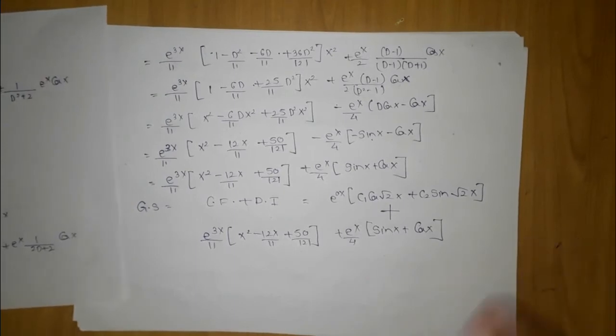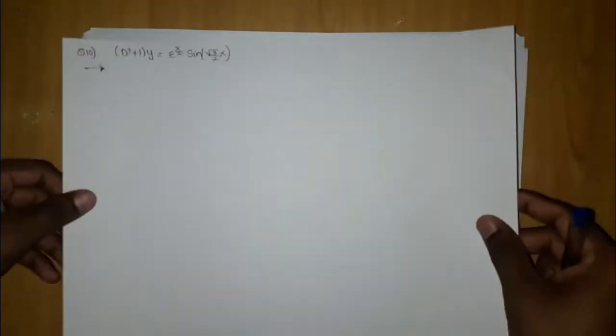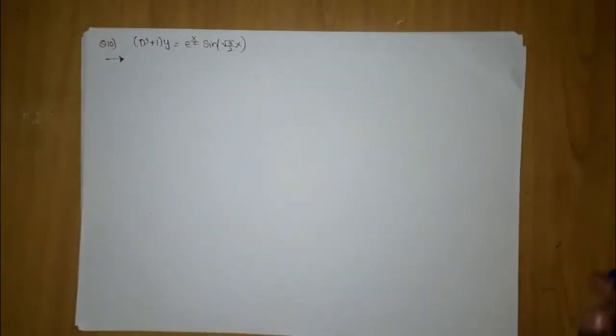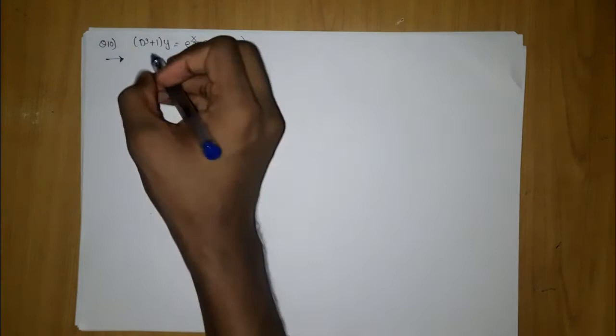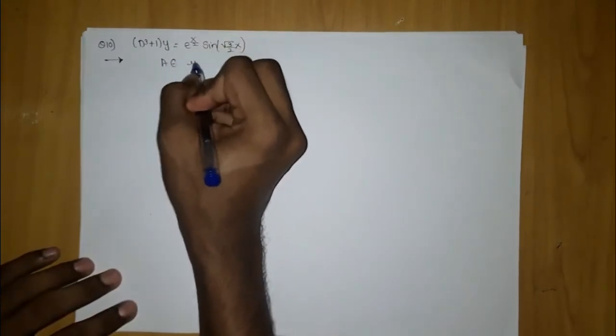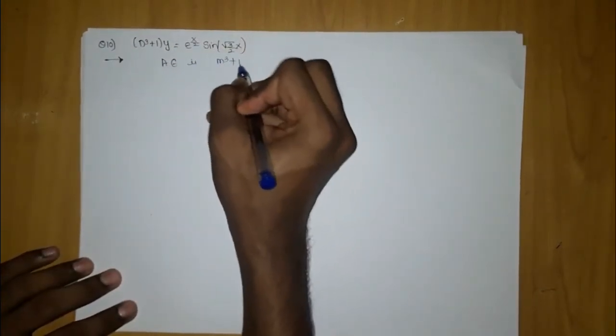Now what we are going to do, we are going to consider the last problem. So the last problem of this type is this, which is nothing but (D cube plus 1) into y equals e to the power x by 2 into sine root 3 x by 2. So the auxiliary equation is again m cube plus 1 equal to 0.